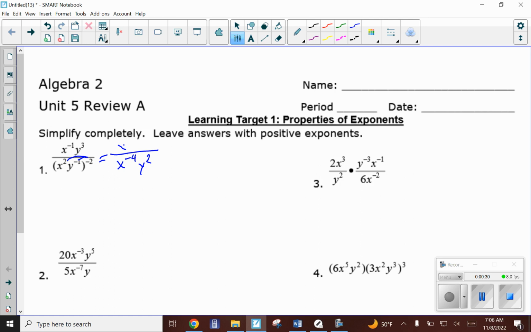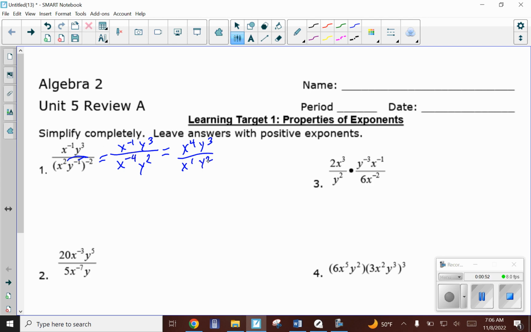The top, I'm just going to leave alone for now. And then what I want to do is fix all my negatives. So that means that my x's are going to have to switch. So I'm going to go ahead and put the x to the 4th up and the x to the -1 down. And when they switch, the sign changes. And I'll go ahead and leave my y's alone since they're positive.